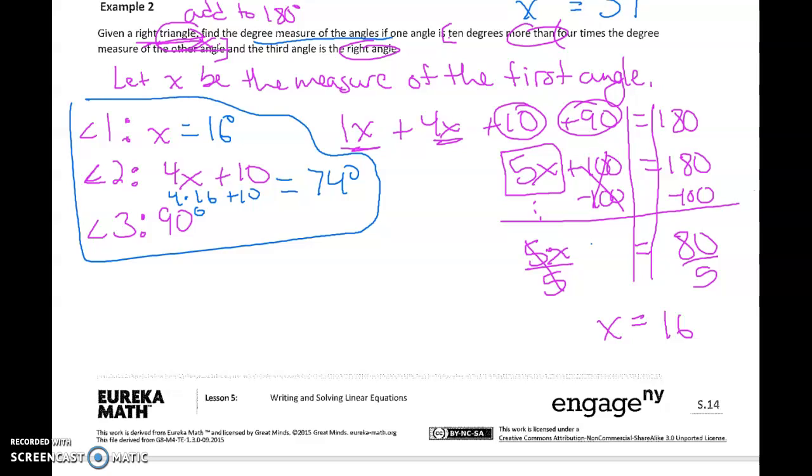So this is our degree measure of all 3 angles. As we work on writing and solving equations, do it step by step. Write the equation first using the hints we've been working on, then simplify each side of the equal sign, and then go ahead and solve the equation like we've been practicing.